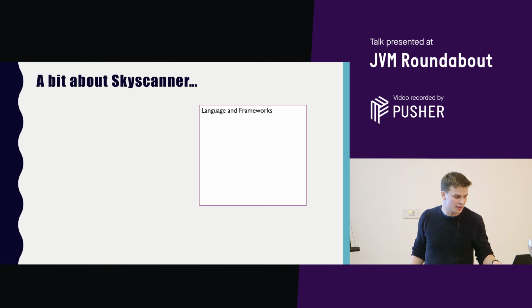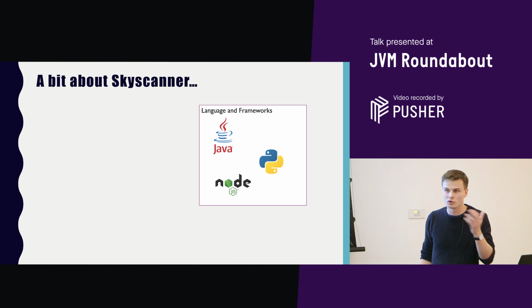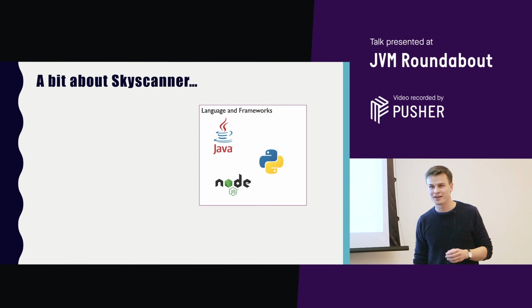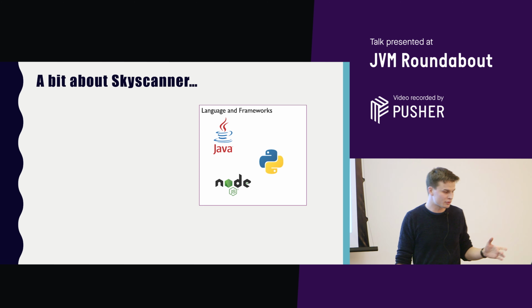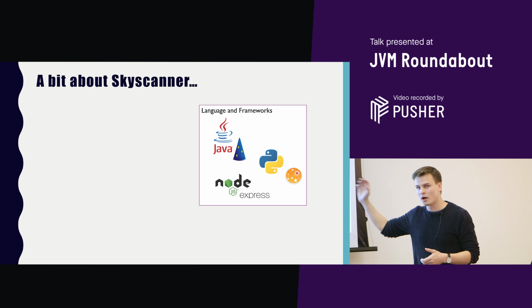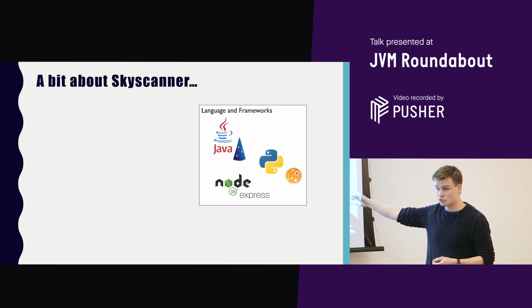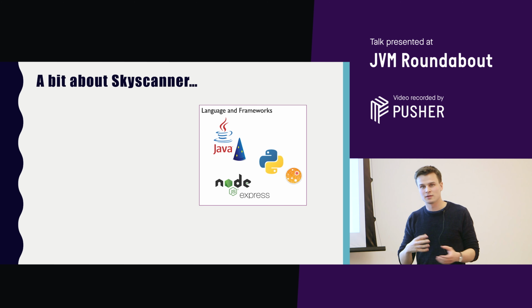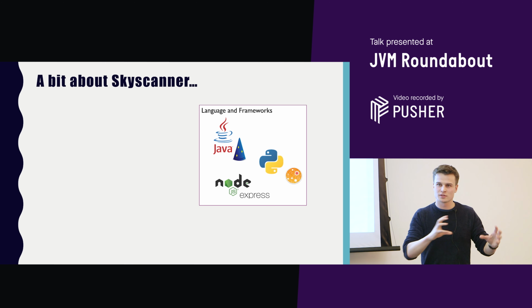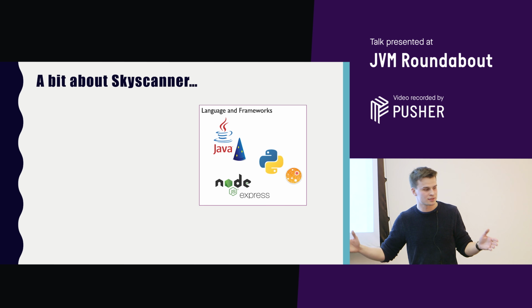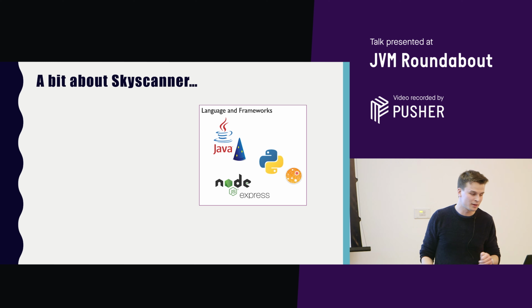So, a bit about Skyscanner. I'm sure you'll be happy to hear at JVM Roundabout that Java features pretty heavily at Skyscanner, along with Python and Node. For each of those, there's a main supported framework. For Java, we use Dropwizard, for Python, AIOHTTP, and Node uses Express. The idea is that if we keep all of our microservices looking a very similar shape, then the problems people encounter are similar, which makes it easier to solve them at scale, so we're not trying to solve them in many different ways.